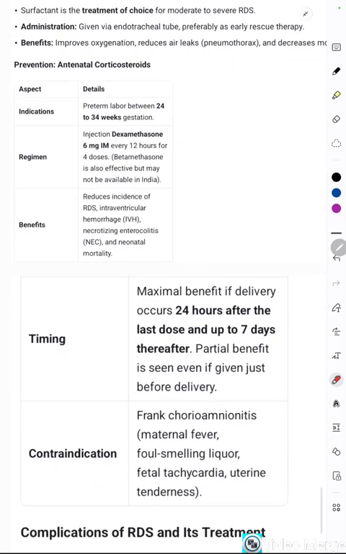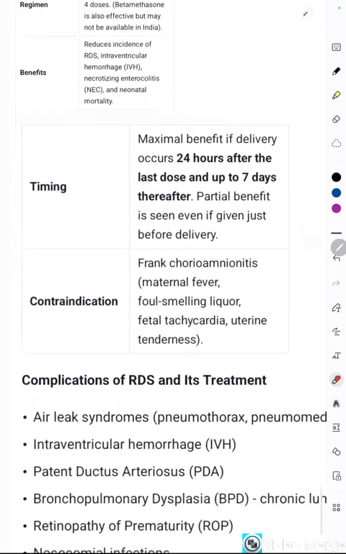Indication: antenatal steroids should be given to patients with suspected preterm labor or premature rupture of membranes at 24 to 34 weeks. The regimen includes dexamethasone 6 milligrams IM every 12 hours, 4 doses. Betamethasone 2 doses, 12 milligrams intramuscularly at a 24-hour interval, can also be given. The benefits: it reduces the incidence of respiratory distress syndrome, and it also reduces the incidence of intraventricular hemorrhage, necrotizing enterocolitis, and neonatal mortality. The maximum benefit is seen 24 hours after the last dose and up to 7 days.